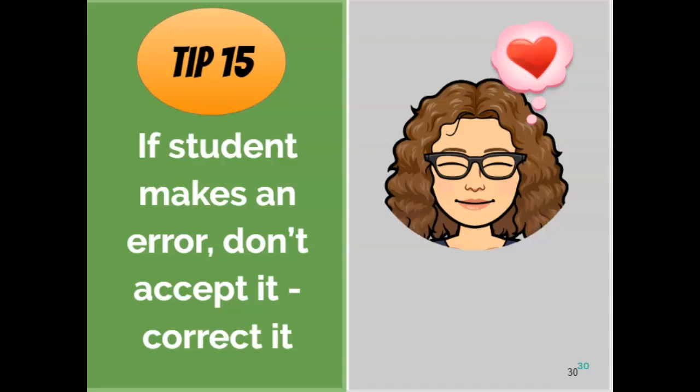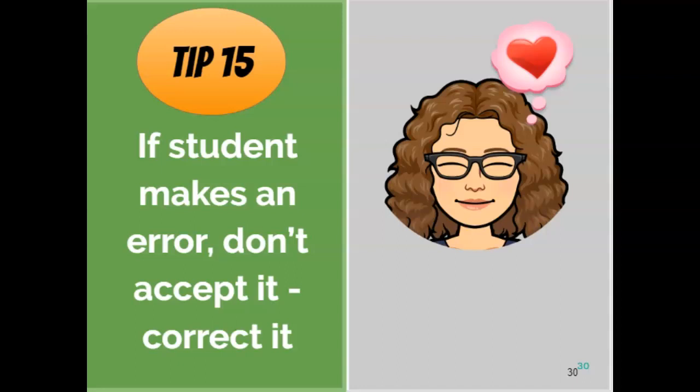We're not going to accept errors in academic content or in behavioral expectations, because when we do that, it builds that pathway in the student's brain that that's okay, or that information was correct.